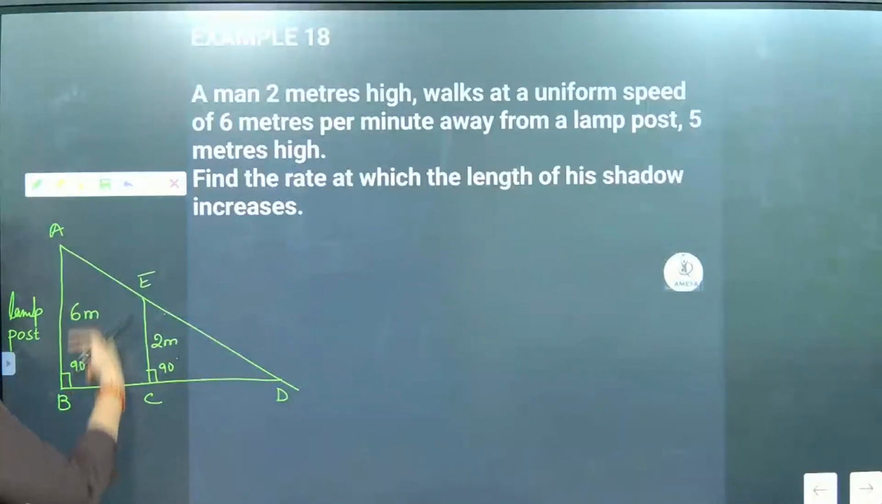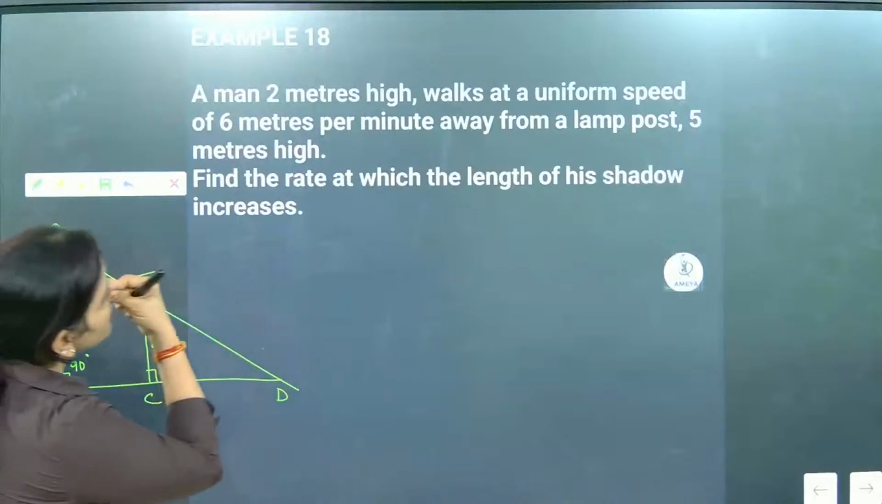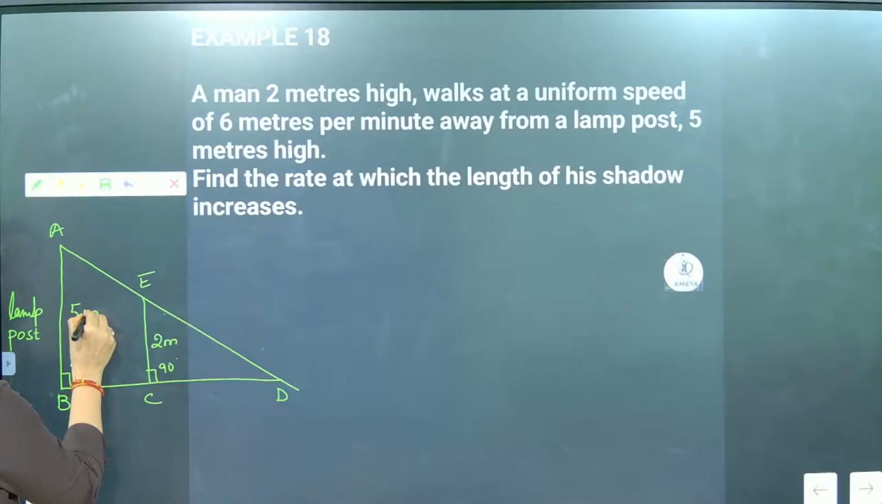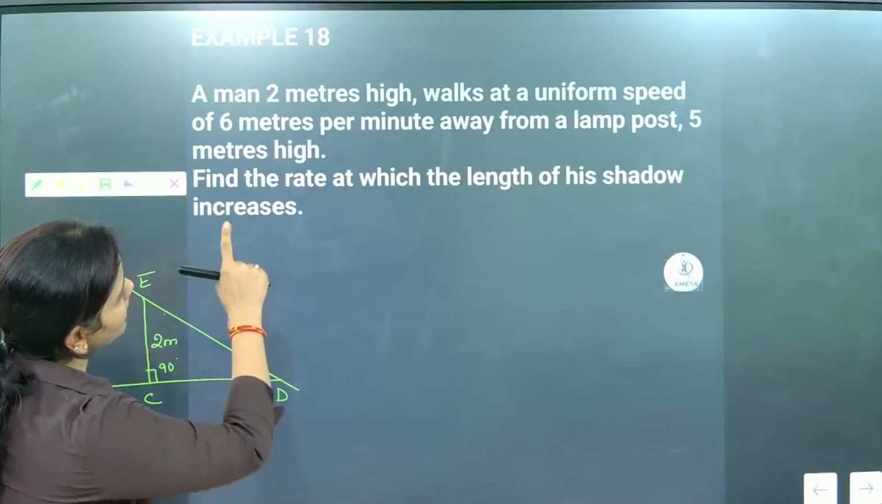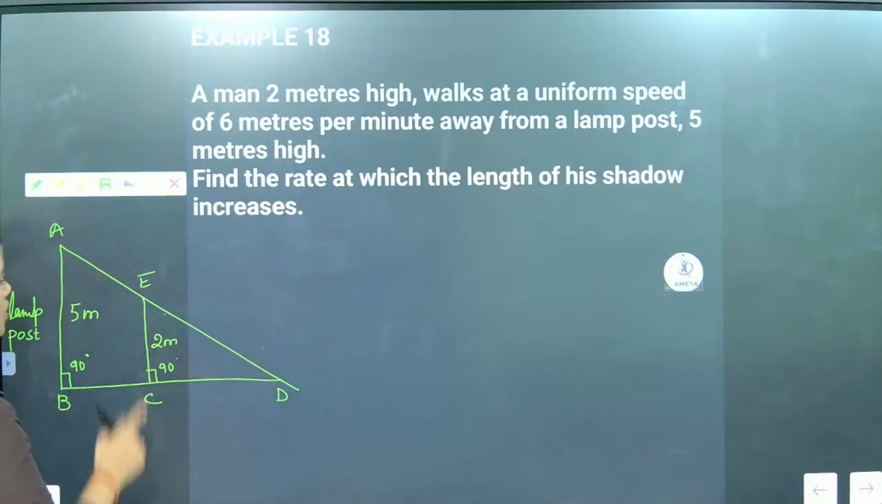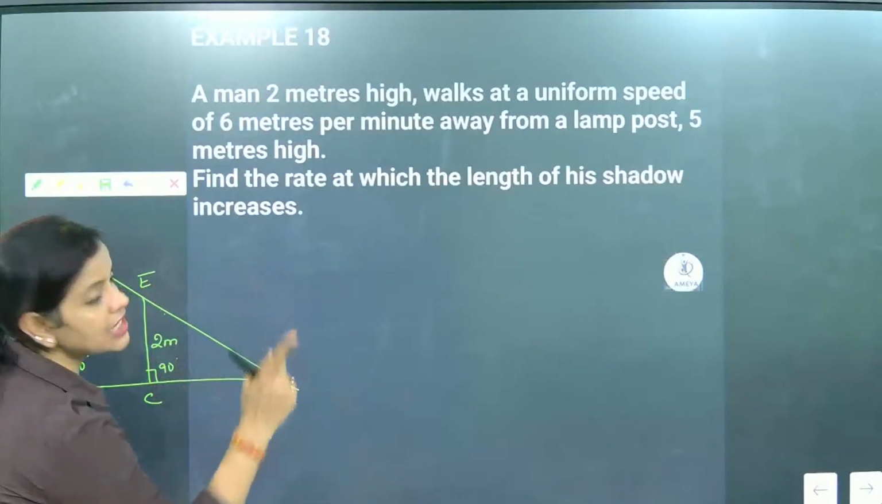So here this is 6 and this is what, beta? 2. Done. Now what they are telling is that the lamp post is 5 meter. Okay, we will write the lamp post as 5 meter. Now beta, the man is 2 meter high and walks at a uniform speed. So that means the speed with which the man is walking is 6 meter per minute.